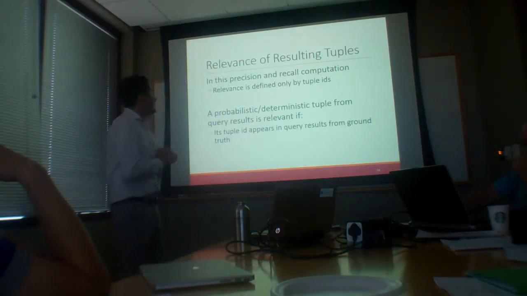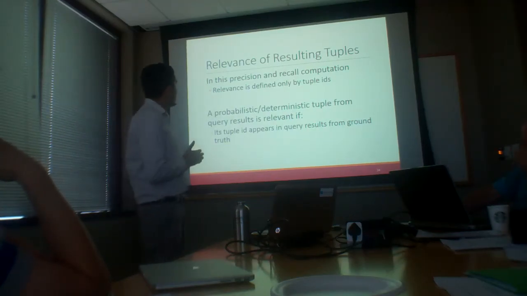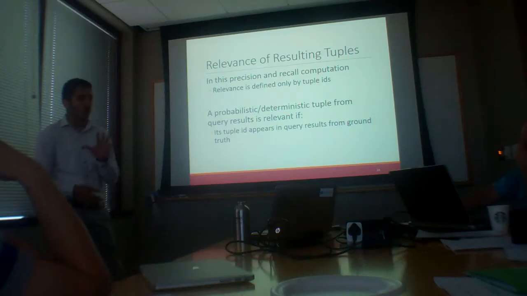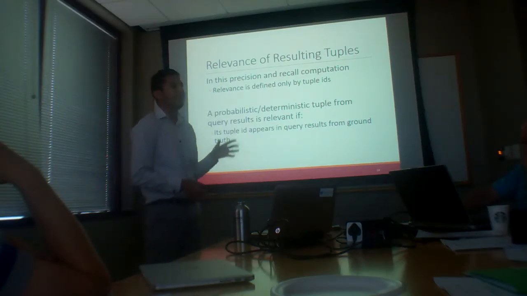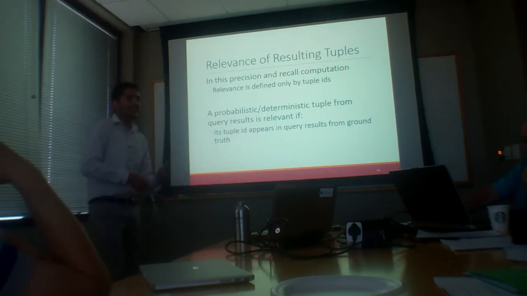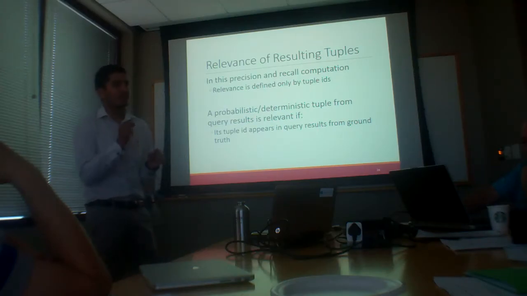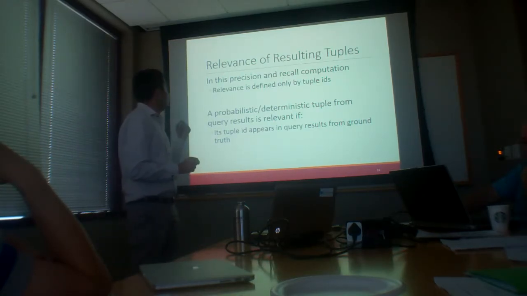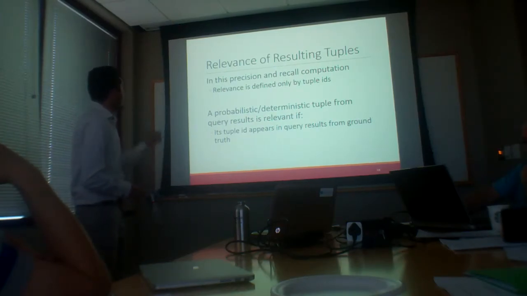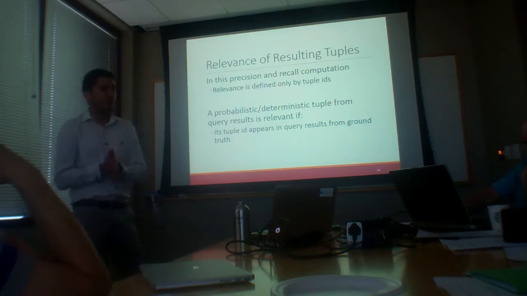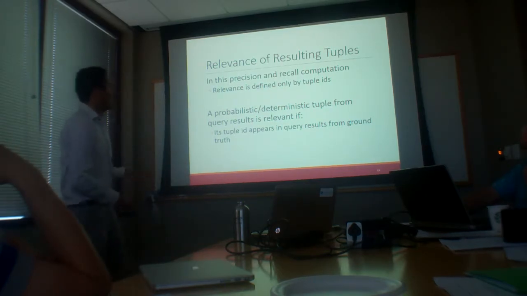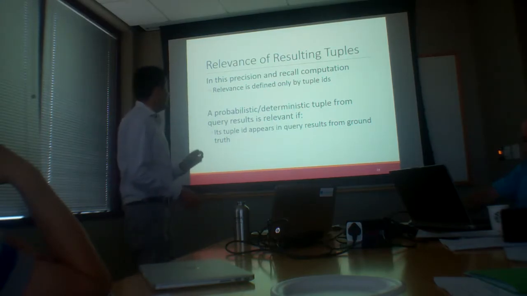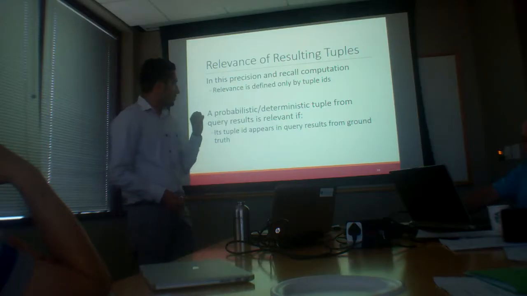So, in order to get the relevance of the resulting tuple, I am defining the relevance in terms of the tuple ID. Since tuple IDs do not have noise in them, we can use the tuple ID as the primary attribute for identifying that tuple. If we have a tuple ID with the same values of the query condition attributes, and the tuple ID is present in the ground truth results, we say that tuple is a true positive result. This is true in the case of probabilistic results as well as deterministic results. A tuple in the probabilistic or deterministic results will be called relevant if its tuple ID is present in the ground truth as well.